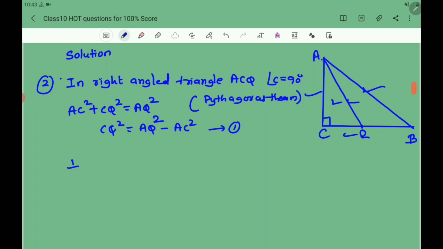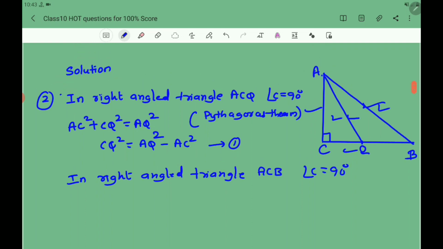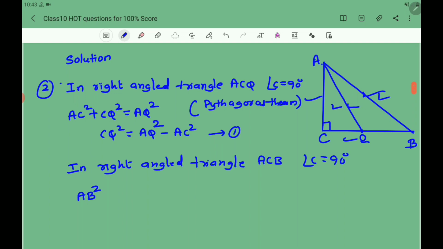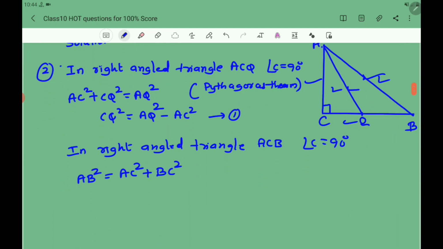Next, in right angle triangle ACB, angle C equals 90 degree. Apply the Pythagoras theorem. AB is the hypotenuse here. Then you write AB square equals AC square plus BC square. And here BC is not required. In the relation, BC is not there. So let us take BC in terms of CQ, as we got the relation for CQ square.